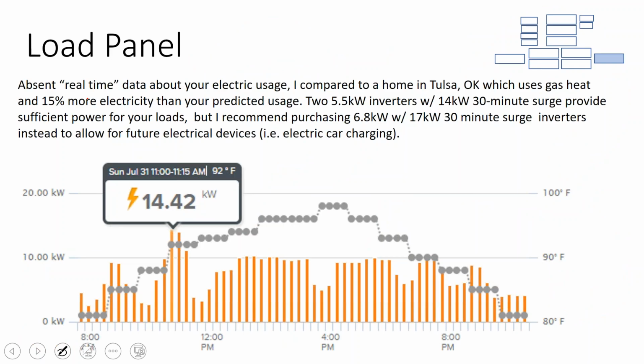Well, in my particular case, the client did not have access to his real-time electric use. So what I did is I hopped over into Oklahoma, kind of a similar climate to Mississippi, a little bit hotter, and that's going to drag down the performance of the array a little bit more in the summertime. So if anything, I'm going to err on the side of being conservative.